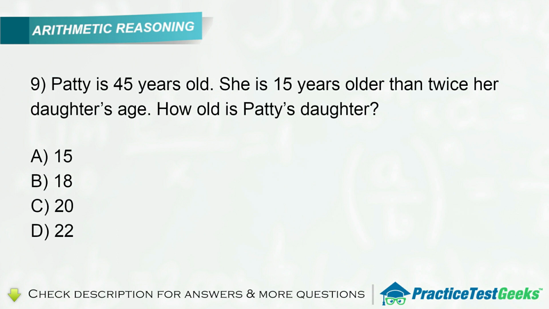Question 9. Patty is 45 years old. She is 15 years older than twice her daughter's age. How old is Patty's daughter? A. 15. B. 18. C. 20. D. 22.